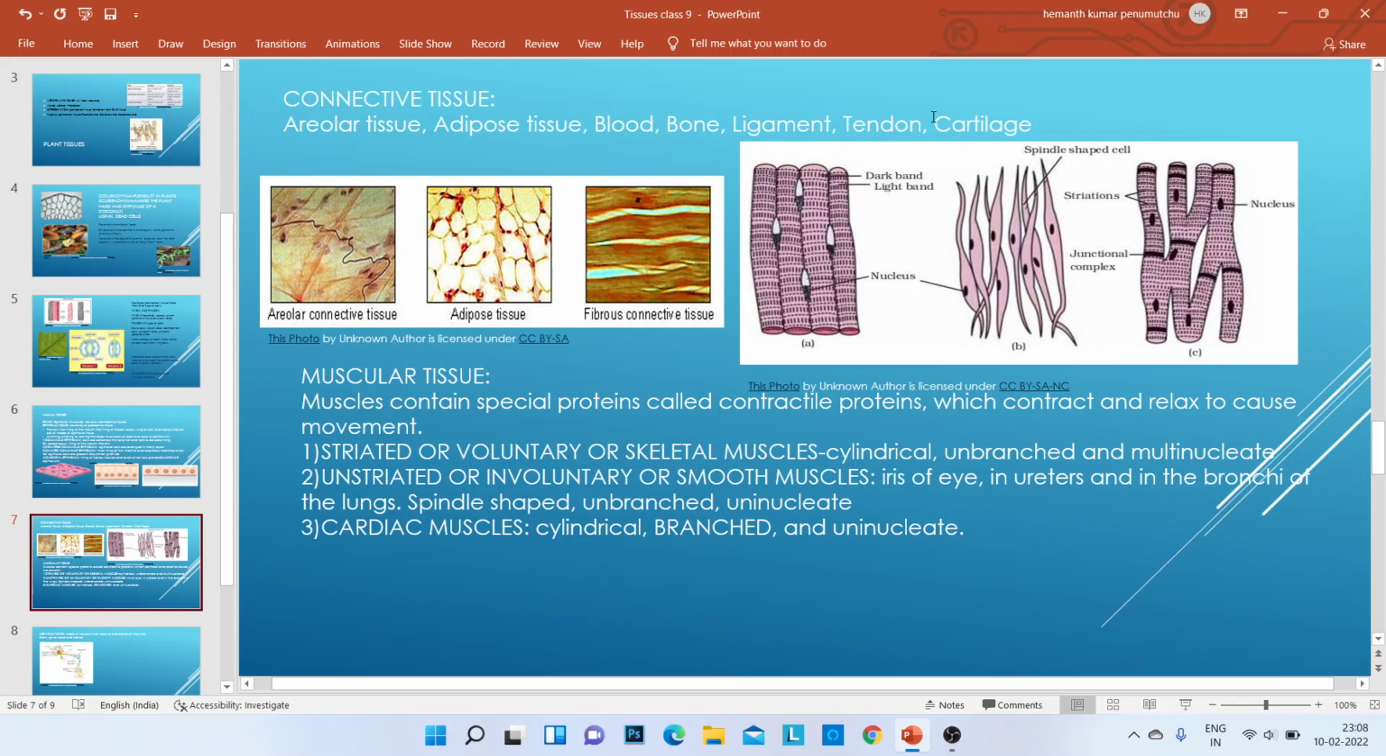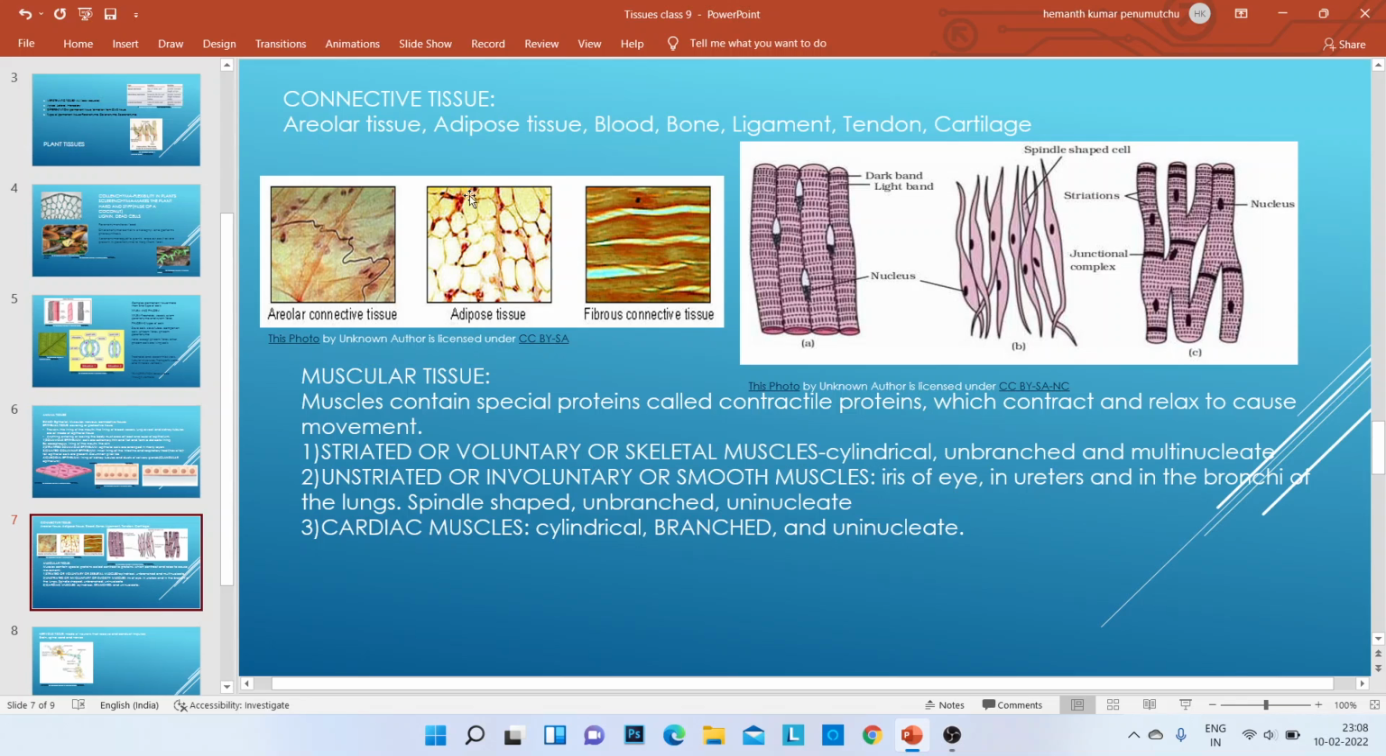The solid matrix in cartilage is composed of proteins and sugars. Cartilage smoothens bone surfaces at joints and is also present in nose, ear, trachea and larynx. Not only in nose and ear, it is also present in trachea and larynx.